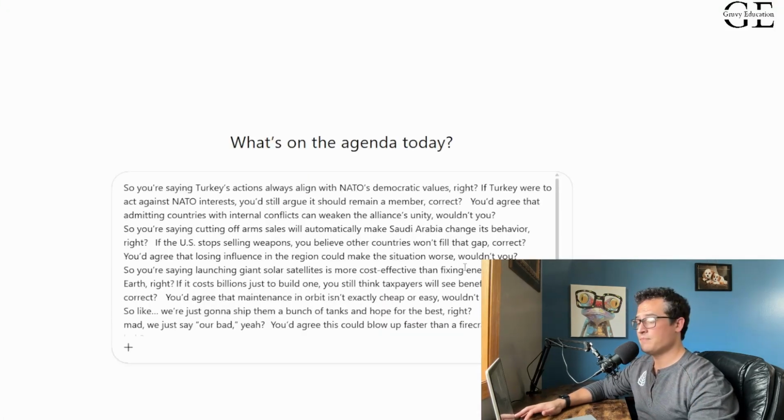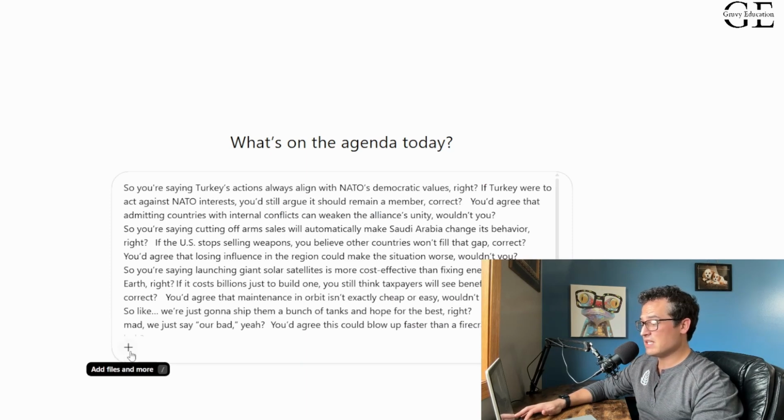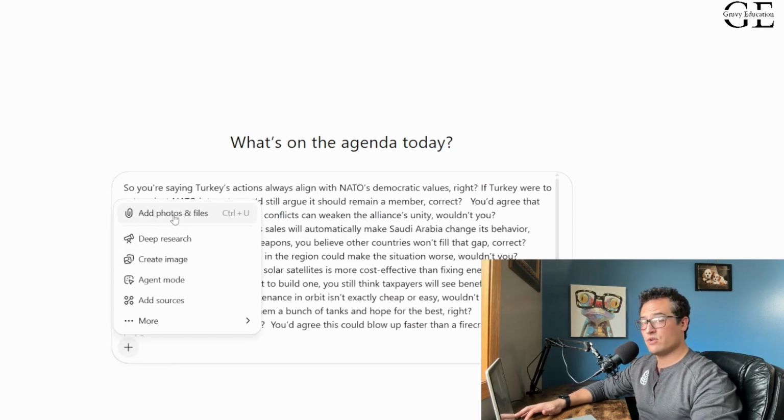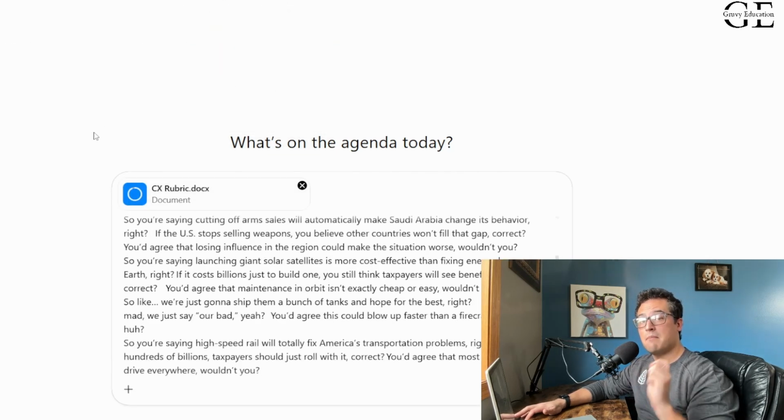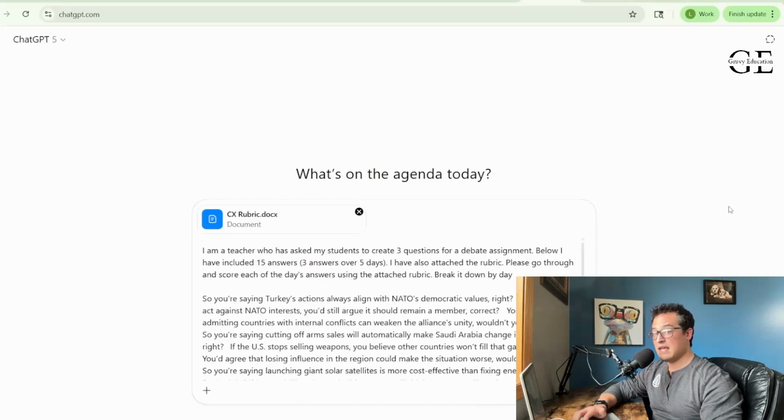But I'm not done yet. The next step is to click this plus button, navigate to Add Photos and Files, and click this cross-examination rubric. This is the rubric that I made before the assignment began, so that now ChatGPT knows the standard that I am holding my students to. Now I just need to include a prompt to tie everything together.